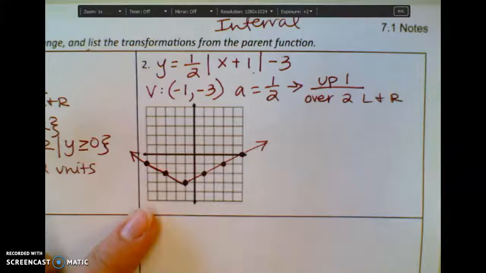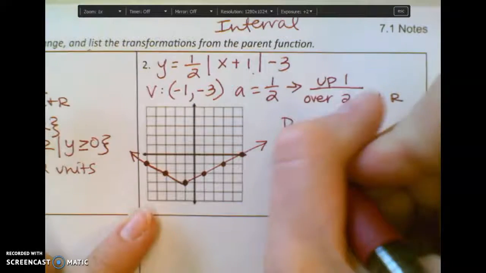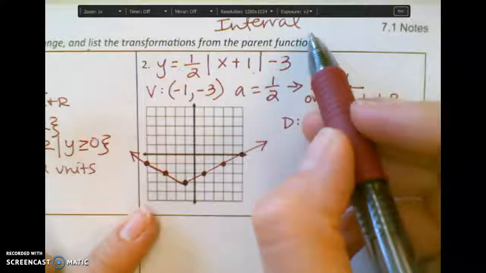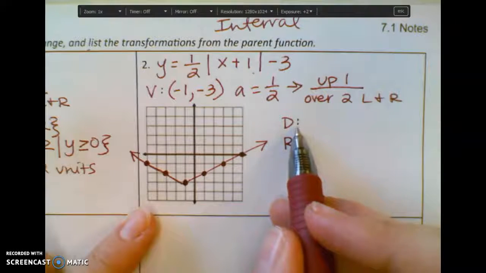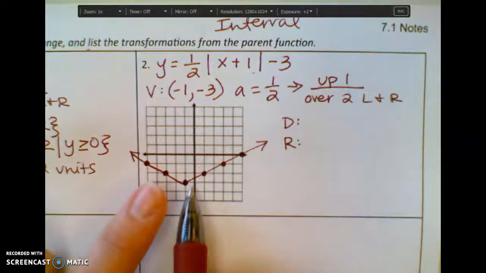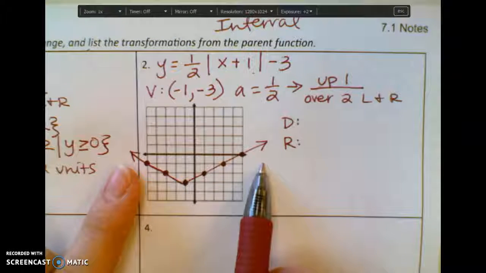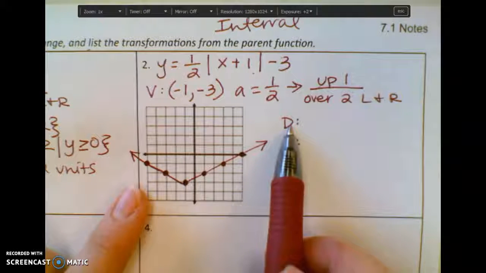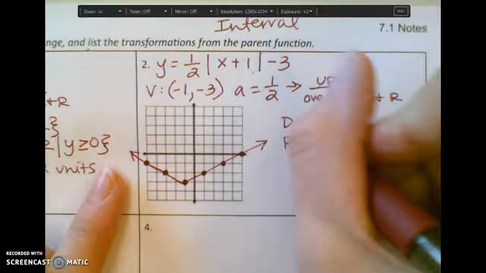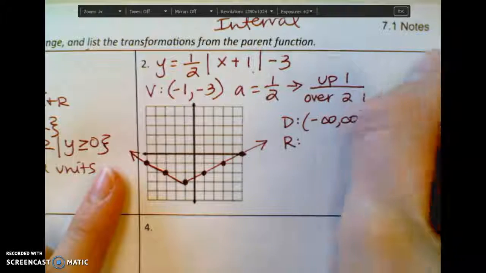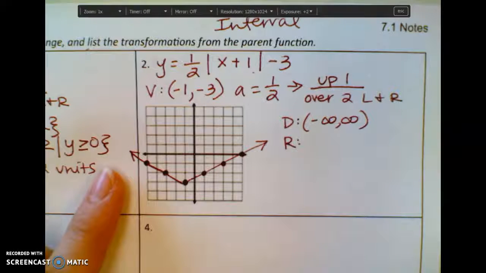Now we need to do the domain and range, and we need to write down our transformations. So on this column, we're doing interval notation for the domain and the range. Now, what's our domain of every single absolute value function? It goes forever left, forever right. So our domain is all real numbers. The way we say that in interval is it goes from -infinity to +infinity every single time.